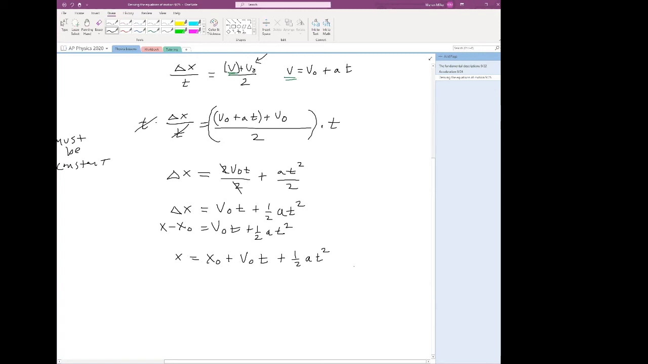This equation will locate where you're going to end up at the end of a time interval if you know where you're starting, like your initial position in whatever coordinate system you're using, if you know the initial velocity, and if you know the acceleration during that time interval.